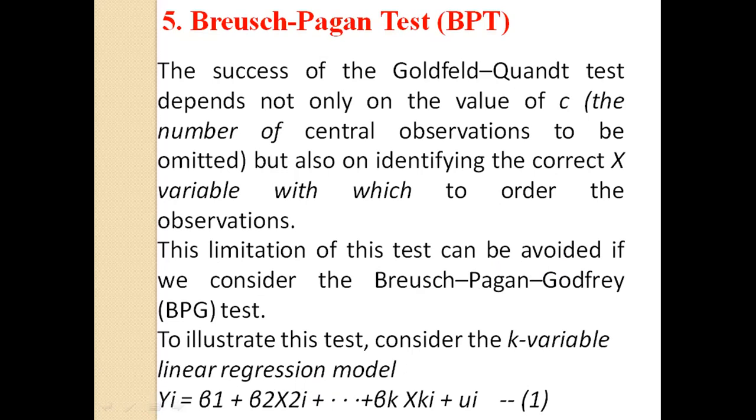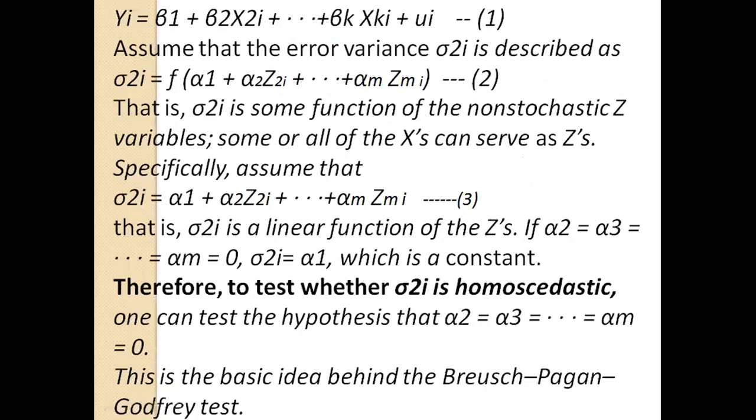So yi equals beta 1 plus beta 2 x2i plus dot dot plus beta k xki plus the error term ui, with variance sigma squared i. That is up to k variables. Sometimes we put n instead of k, that is the number of variables. So here the variance of the error term depends on other explanatory variables.